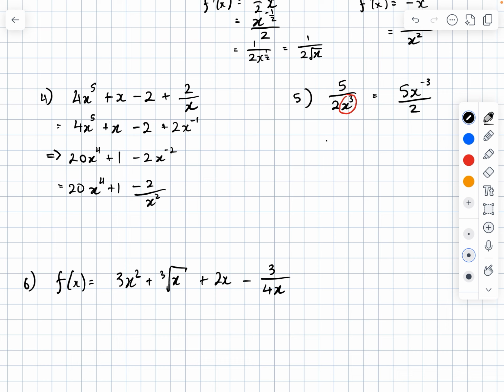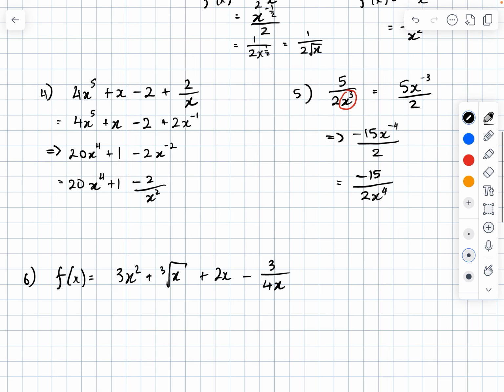Now we're going to differentiate. Bring that -3 in front, we get -15. Reduce the power by 1 to the power of -4/2, which we can simplify to be -15/2x to the power of 4. Again, the numbers are staying where they are, only the variable is moving between the top and bottom of the fraction.